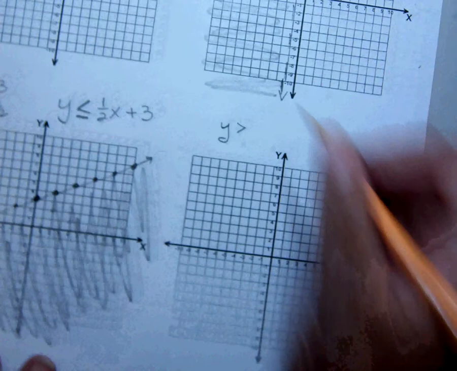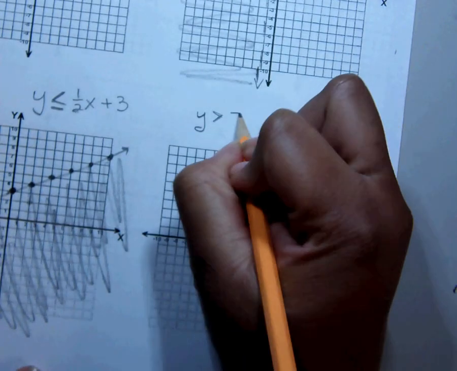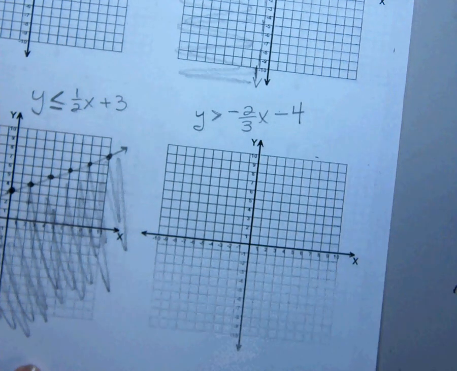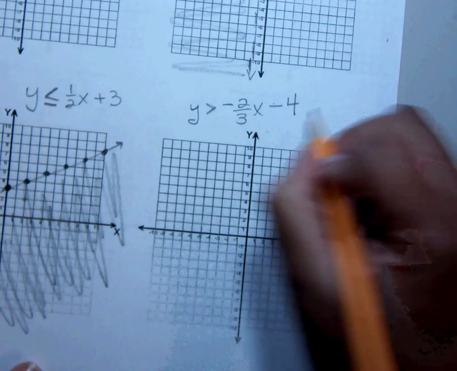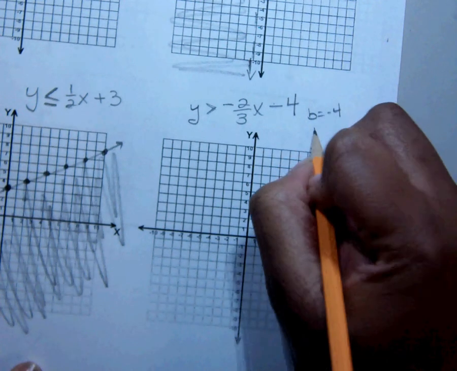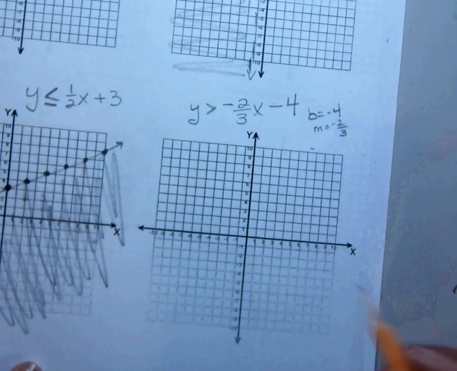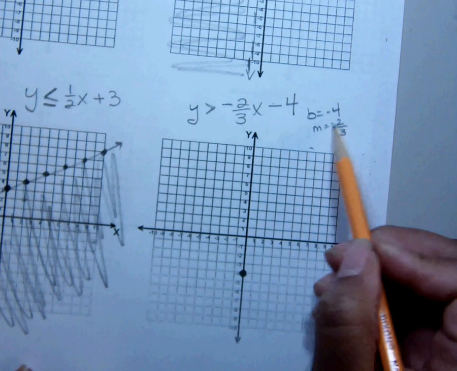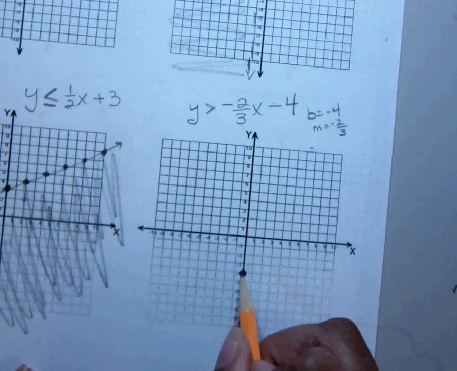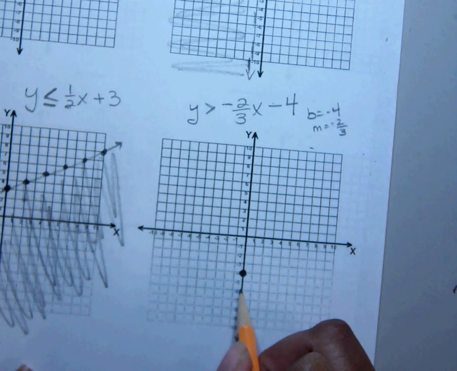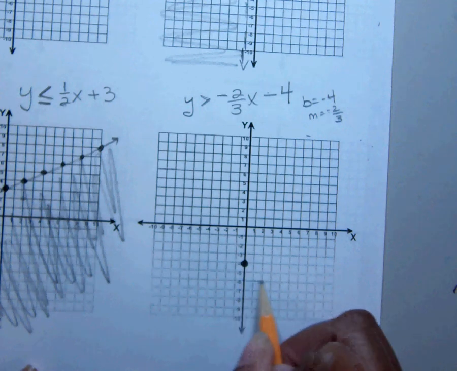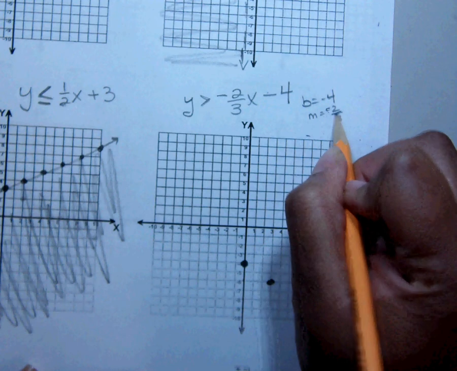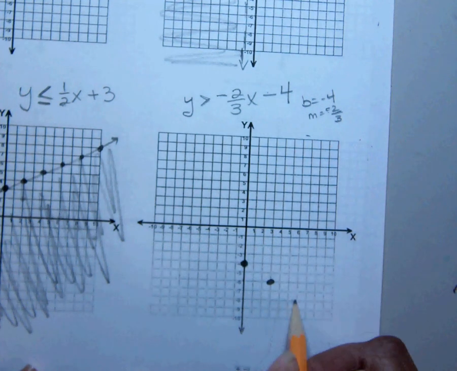Now we do this next one. y is greater than negative 2/3 x minus 4. So we have to go to negative 4 because b is negative 4, m is negative 2/3. So negative 4 is here. And now let's graph negative 2/3. So that means to go down 2 and to the right 3. This is the one you go down on because the 2 is negative and the 3 is positive. So continue that pattern.